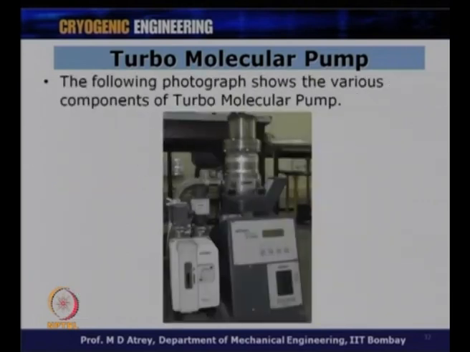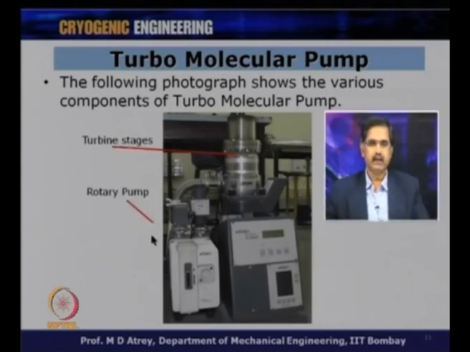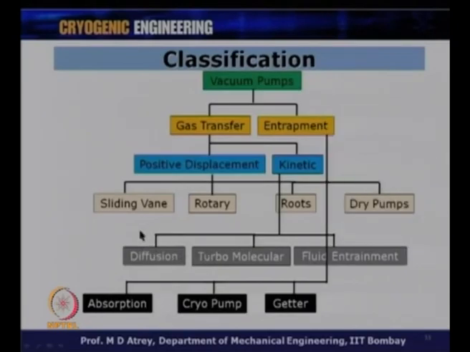And a typical turbomolecular pump is shown over here, and you can see that there is a rotary pump on this side and there is a turbomolecular pump which houses all the stages here. So, you have turbine stages which are housed over here. You have a rotary pump which is kept at this point. So, there is a kind of a backing pump and ultimately it is let out to atmosphere. This is the way the TMP works.